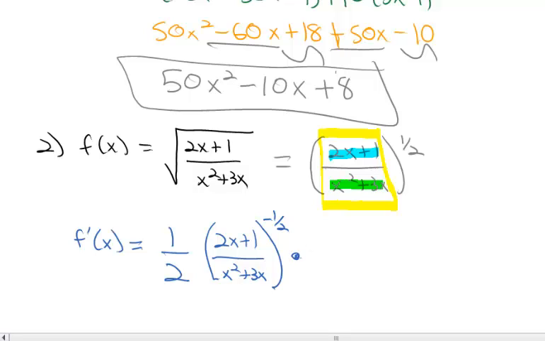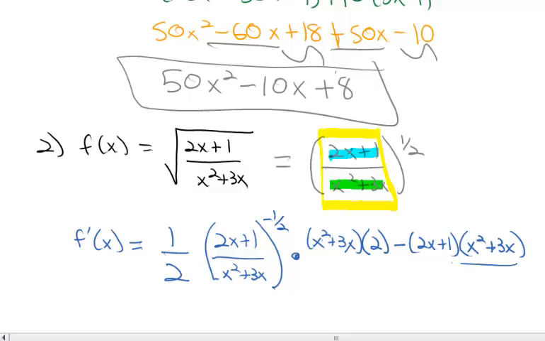Well, the guts is a quotient. So we're going to use the quotient rule. Low d high minus high d low, square the bottom, and away we go. So low is x squared plus 3x. D high, the derivative of the top is 2, minus high, 2x plus 1. D low, the derivative of the bottom is 2x plus 3. All over, square the bottom, (x squared plus 3x) squared, and away we go.